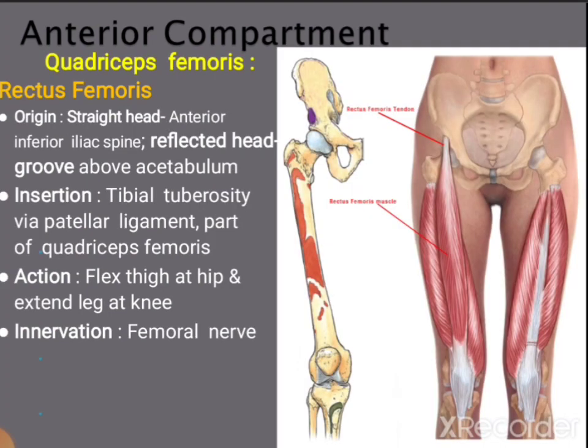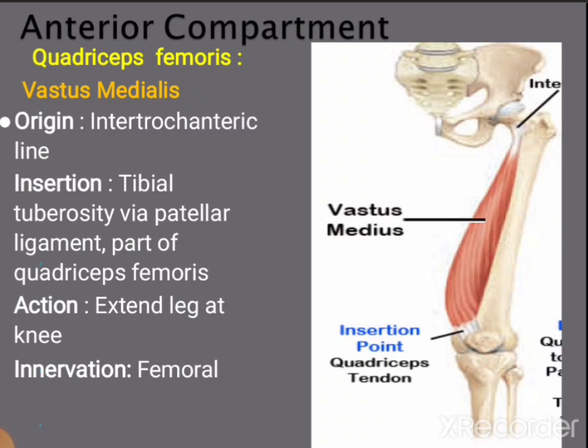Then in the quadriceps femoris we have four muscles. The first is the rectus femoris. It has two heads of origin. One is the straight head, which arises from the anterior inferior iliac spine, and the other is the reflected head, which arises from the groove above the acetabulum. It is inserted on the tibial tuberosity via the patellar ligament, part of the quadriceps femoris. Action is to flex the thigh at the hip and extend the leg at the knee. Innervation is the femoral nerve.